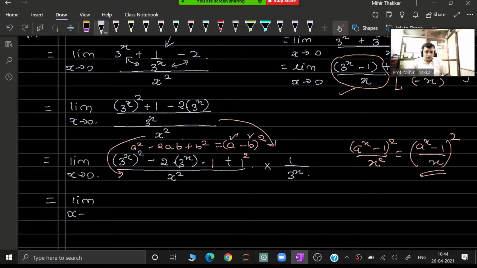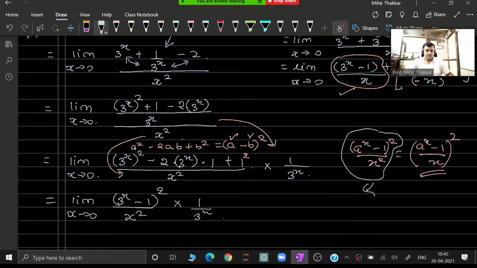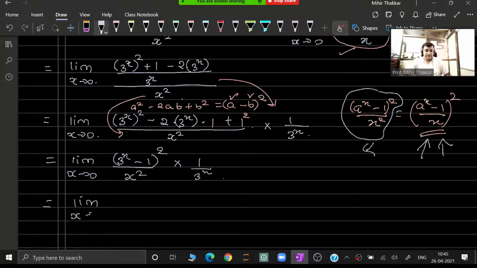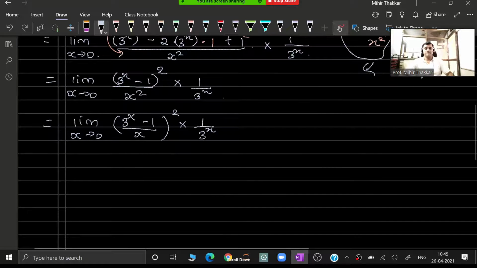Limit as x tends to 0, (3 raised to x minus 1) the whole square divided by x square, exactly as I told you that I would be getting it. That is what you have got over here. And this 1 upon 3 raised to x, leave it, it will not affect your answer. Now I will be converting it into a whole square because I want it in the standard formula. Limit as x tends to 0, ((3 raised to x minus 1) upon x) the whole square into 1 upon 3 raised to x, and then as usual apply limit.